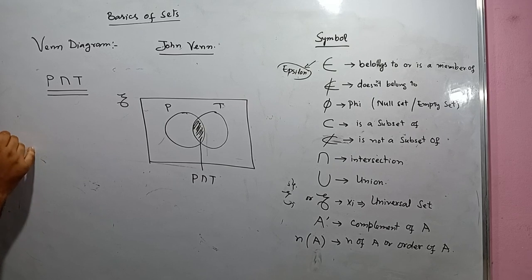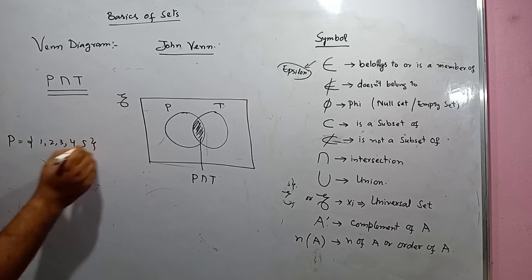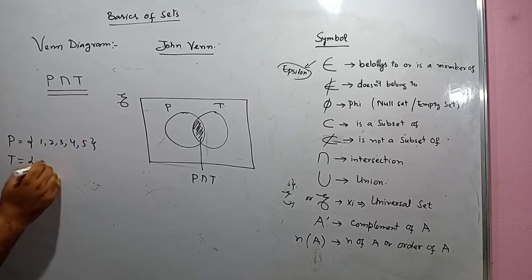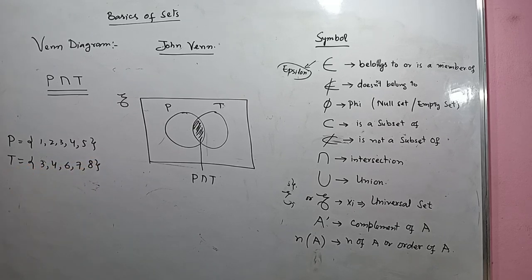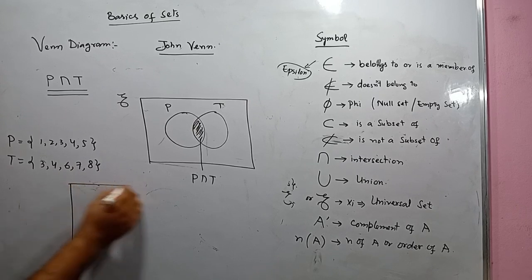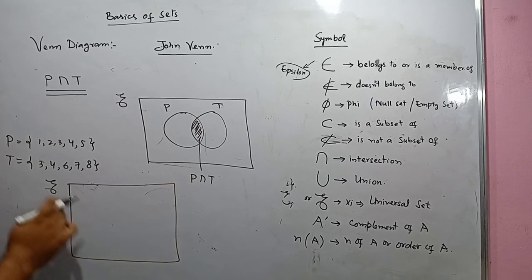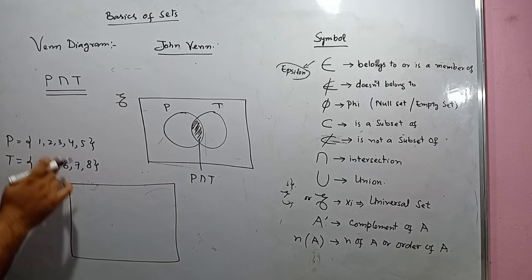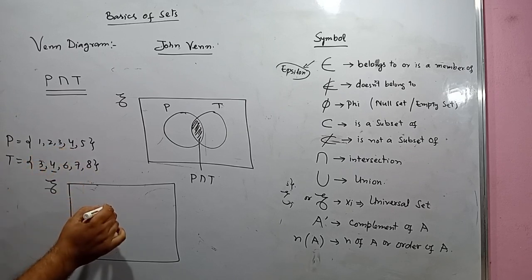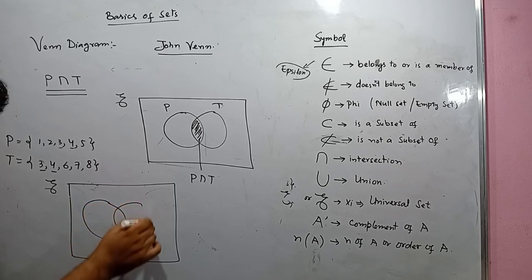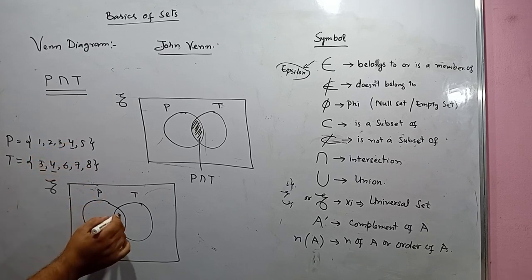Now I will give you the example. If in a set P I have 1, 2, 3, 4, 5, and in set T I have 3, 4, 6, 7, 8, how to represent this information in a Venn diagram? I will draw here the rectangle. This rectangle represents the universal set, and here you can see there is an intersection 3, 4. So I will make two circles overlapping each other. This is P, this is T. In the intersection part there is 3, 4.